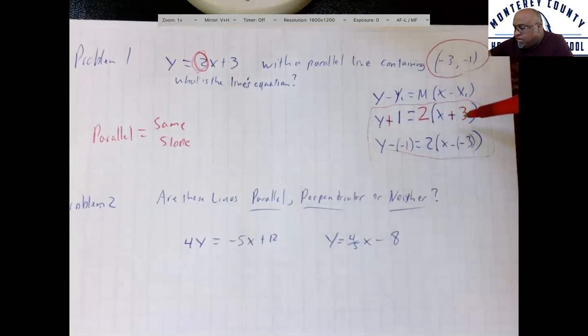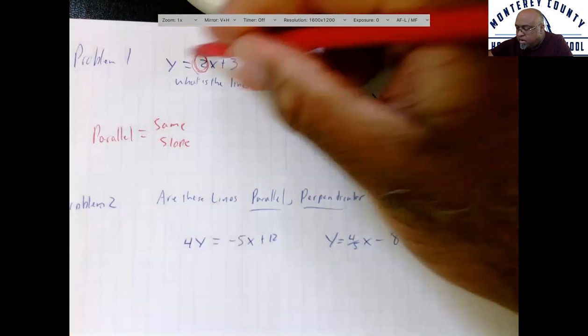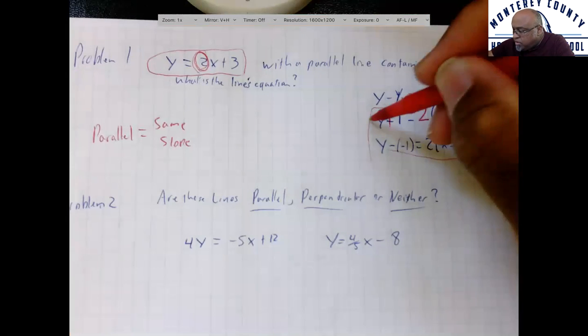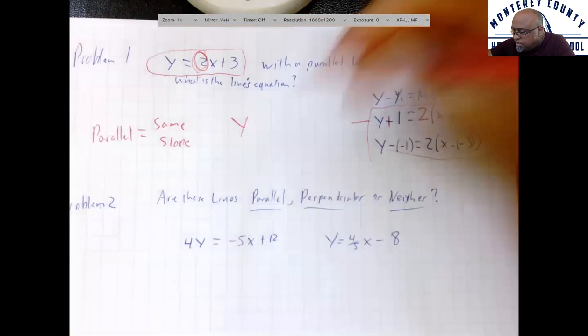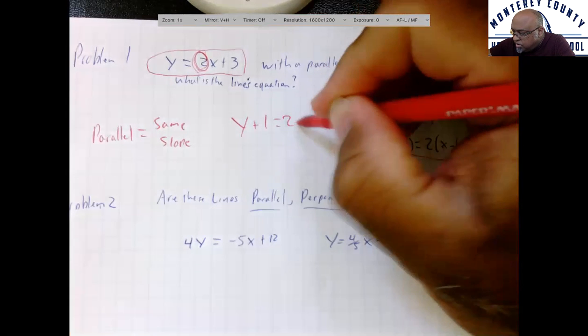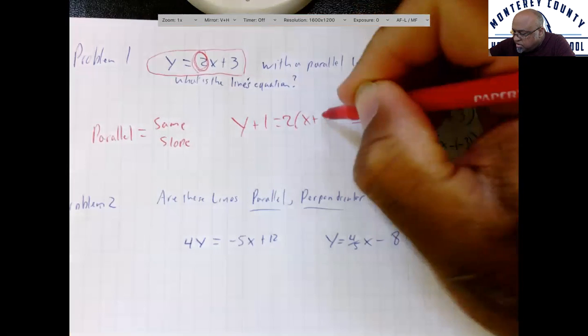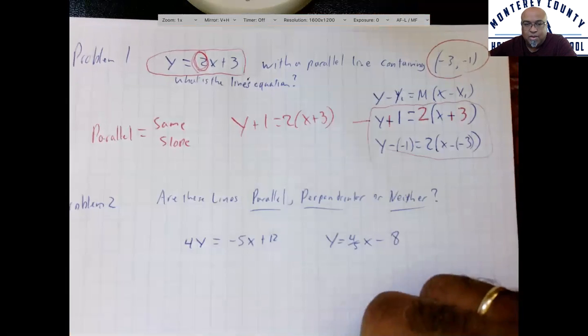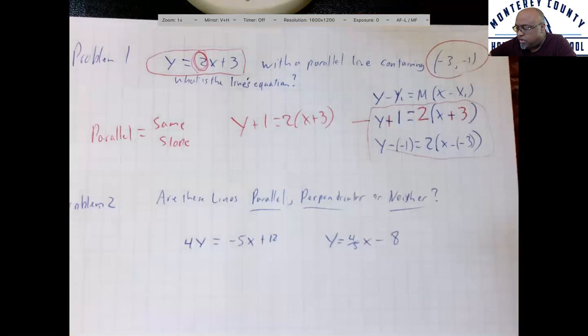Now, let's say I want to put this equation into slope-intercept form so I can compare it to this line here. Because like I've said over and over again, slope-intercept form is the easiest one to use. So I'm going to rewrite this version of the equation. Y plus 1 is equal to 2 times x plus 3. So all I have to do then is isolate the y and simplify the rest of my equation.